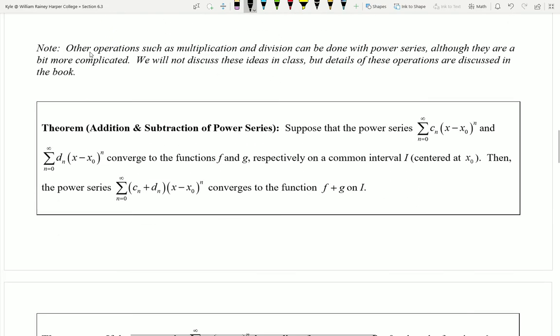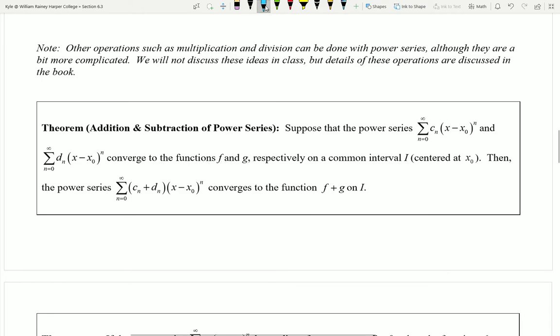Now, when we take a look at the basic idea behind what we were using, we were doing something like this. We have a theorem here about adding and subtracting power series. Here's what it says. Suppose that we have a power series that has some coefficients, some x's raised to n's, and again could be centered anywhere. And we have another series that maybe operates the same but might have different coefficients. Now, let's suppose that each of these converge. They model a function f and g respectively.